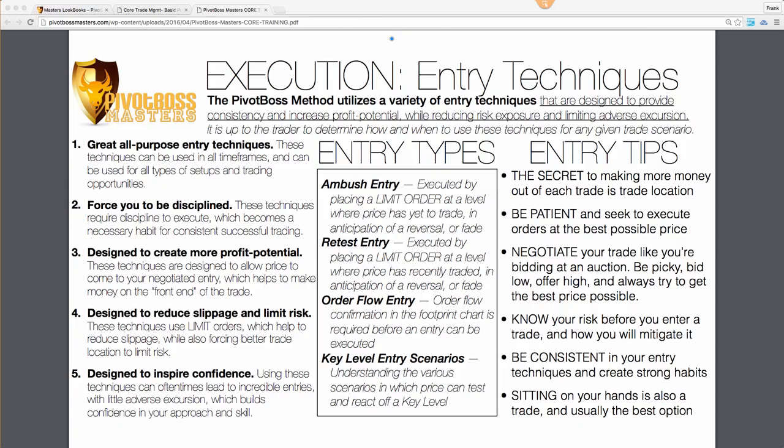These techniques are also designed to help you reduce slippage and limit risk. And again, that's all done by using limit orders. So if you haven't used limit orders and you've been on market orders, once you get into a few fast markets, you'll understand why you've got to switch over.